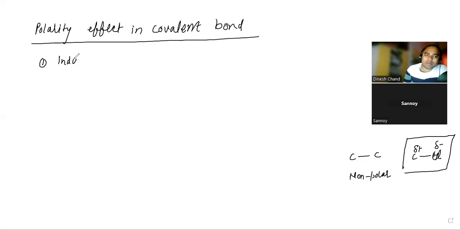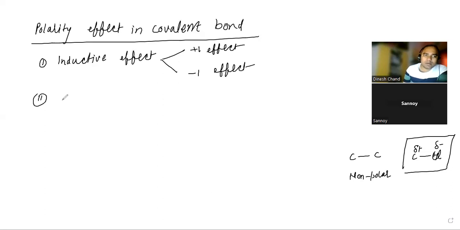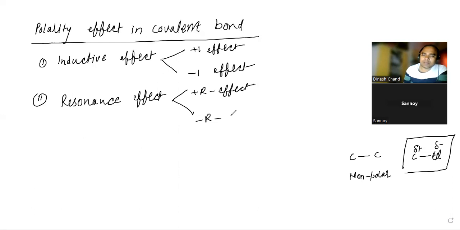First one is the inductive effect. It has two types: plus I effect, the positive inductive effect, and minus I effect, the negative inductive effect. The second one is the resonance effect. Resonance effect is plus R effect, the positive resonance effect, and minus R effect, the negative resonance effect.